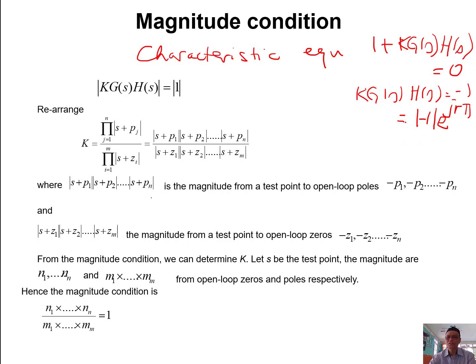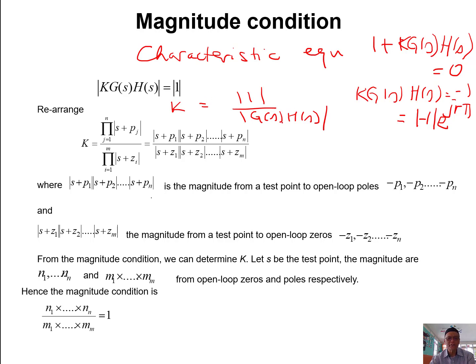1, 3, 5, 7. So let us look at R equal to 1. From here we know that the magnitude is 1 and the angle is Rπ. And from this we can define a magnitude condition. The magnitude condition is given by the modulus of KGH equal to 1. This can be modified back into K equal to 1 over the magnitude of G(s)H(s).